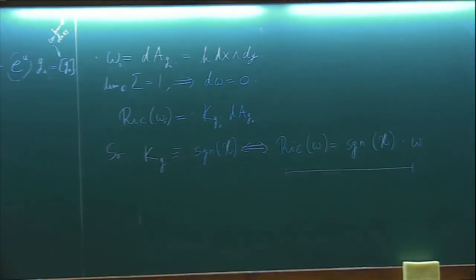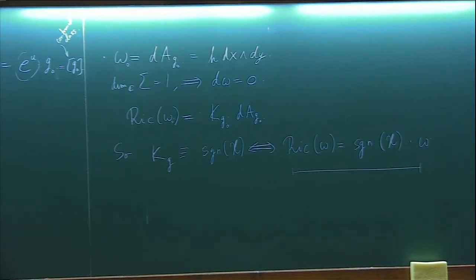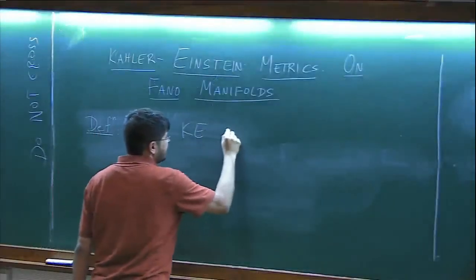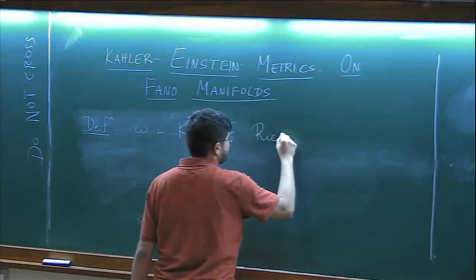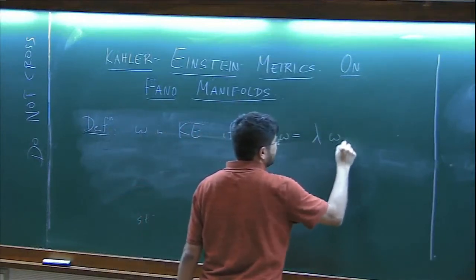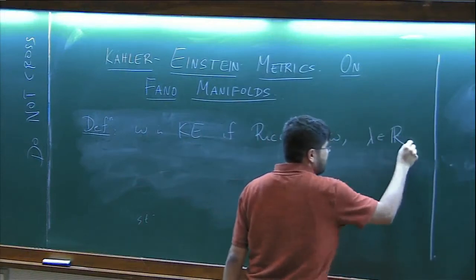So, Kähler-Einstein metrics are a natural generalization of something that's quite classical, namely the uniformization theorem. Okay, so now I'll just formally give a definition of Kähler-Einstein. So omega is called KE if Ricci of omega is some multiple times omega, where lambda could be any real number.